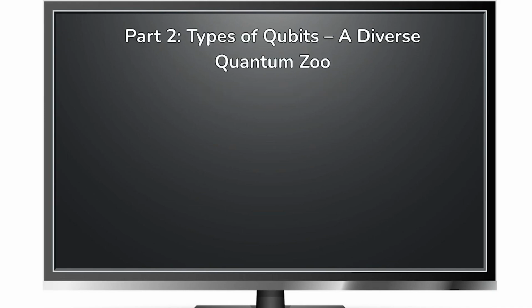Part 2. Types of qubits. A diverse quantum zoo. Over the past decade, researchers have developed many kinds of qubits. Each type has its own advantages and disadvantages. Let's look at the most prominent ones.